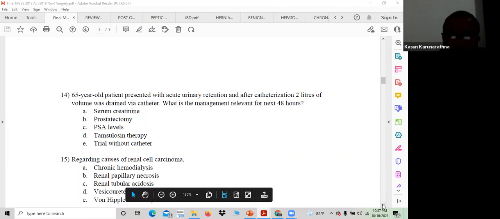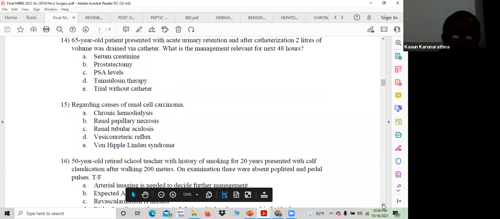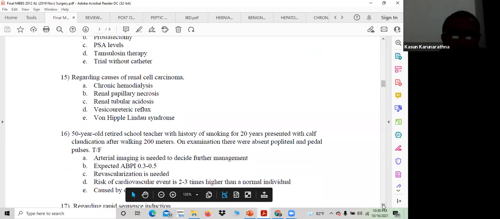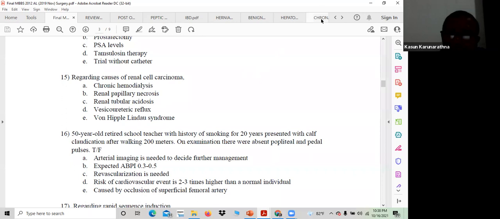Right. Regarding causes of renal cell carcinoma: chronic hemodialysis, yes. Von Hippel-Lindau syndrome, again a risk factor. Renal papillary necrosis, acidosis, all those are false, right?